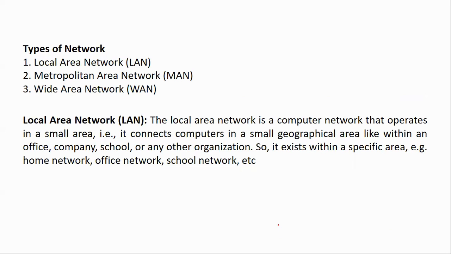When we talk about local area network, you should know this abbreviation. As I said, LAN is nothing but the local area network. In the form of match the following, you can get a question on the type and its characteristics or description. A local area network is a computer network that operates in a small area. It connects computers in a small geographical area, like offices, organizations, and schools, so that they can be used with various functions.